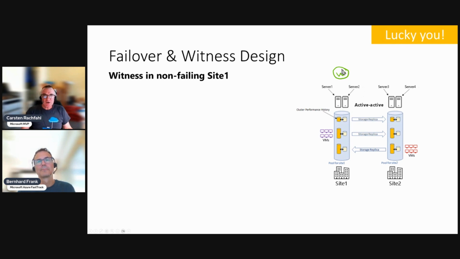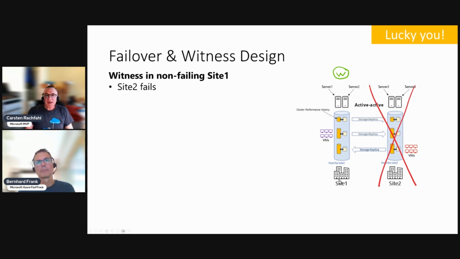In this scenario, our witness is in side 1. Now imagine side 2 fails. Before the failure, we have 5 votes: 1, 2, 3, 4, 5. Now the witness, the side 2 fails.